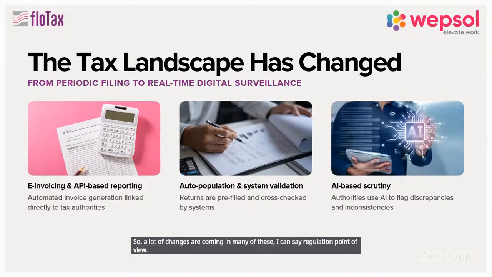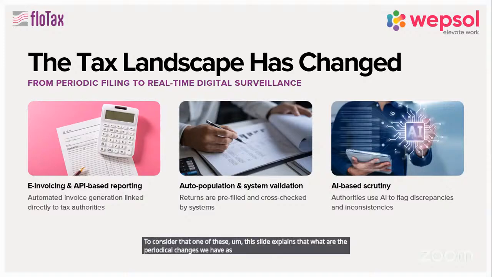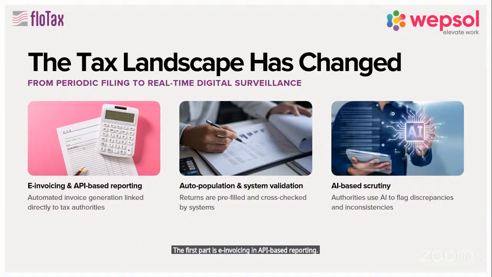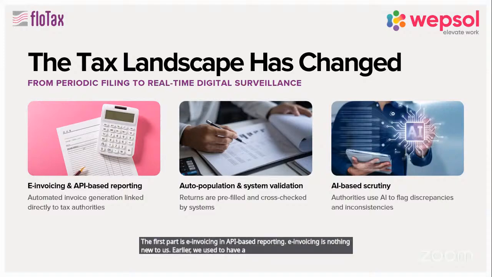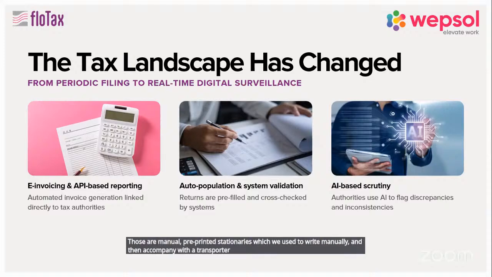To consider that, this slide explains what are the periodical changes we have as a digital surveillance. The first part is e-invoicing and API-based reporting. E-invoicing is nothing new to us. Earlier, we used to have a way bill, or what we call a transit invoice, when goods are going, some documentation with delivery challan or something we used to give. Those are manual pre-printed stationaries which we used to write manually and then accompany with a transporter so that if anybody checks in between, it shows that goods are authenticated.